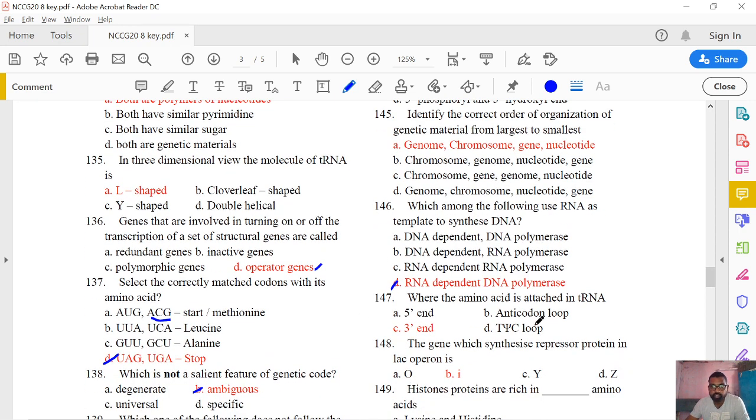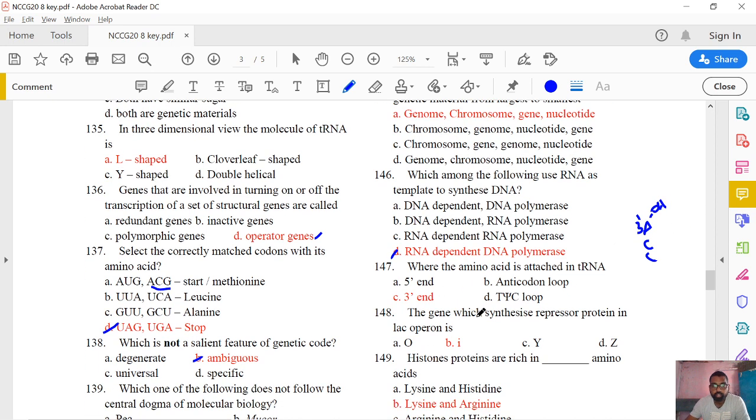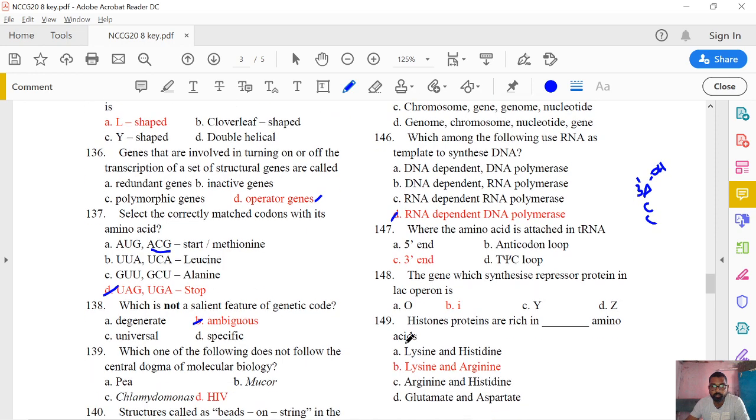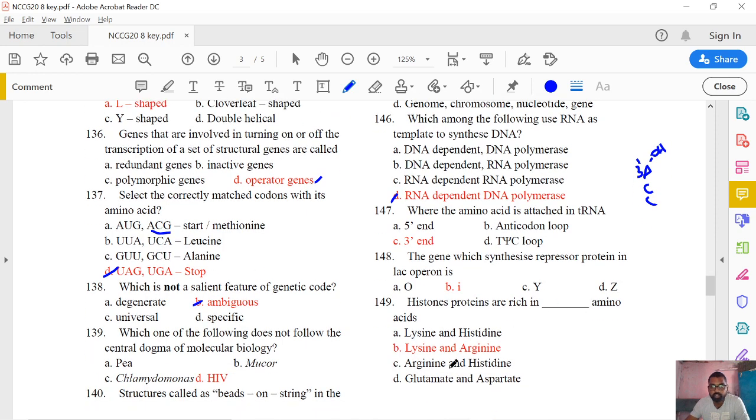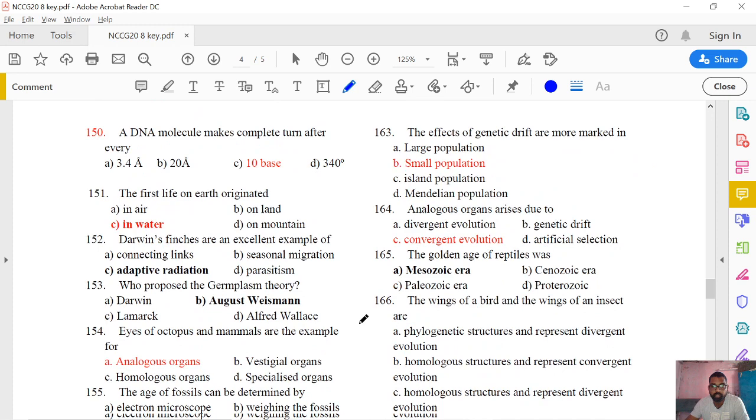Where is the amino acid attached to tRNA? Amino acid is attached at the 3' end. At the 3' end there will be CCA, which consists of this hydroxyl group. So the new amino acid will be attached to this hydroxyl group only. The gene which synthesizes repressor protein in the lac operon is I. Histone proteins are rich in basic amino acids, that is lysine and arginine.